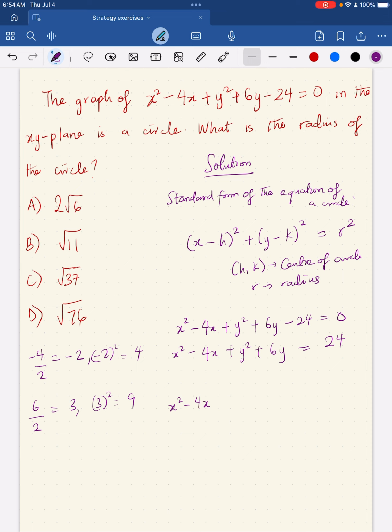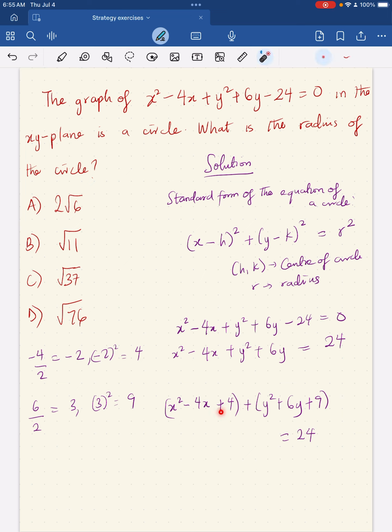All right. Now, what we're going to do next is, to the x part, we are going to add 4. Then to the y part, we're going to add 9. Equals 24. Now remember, we've added 4 to this part, we've added 9 to this part. So what we do to the left hand side of the equation, we must do to the right hand side of the equation. So we add 4 and 9 also to this.